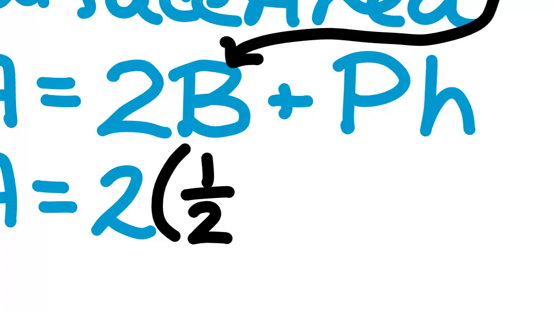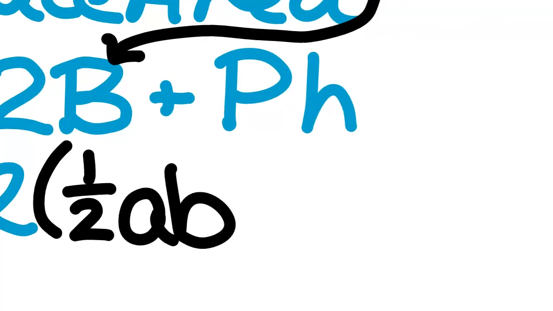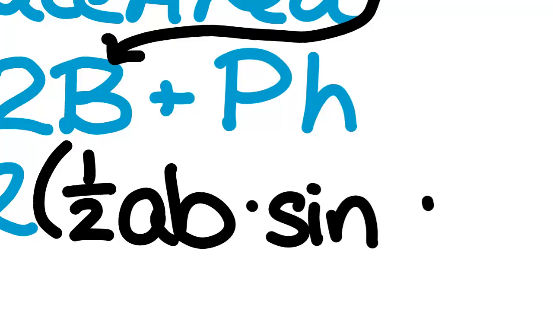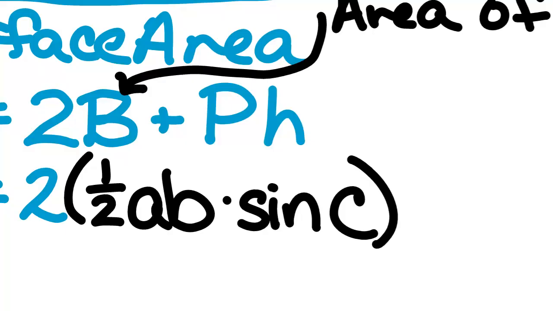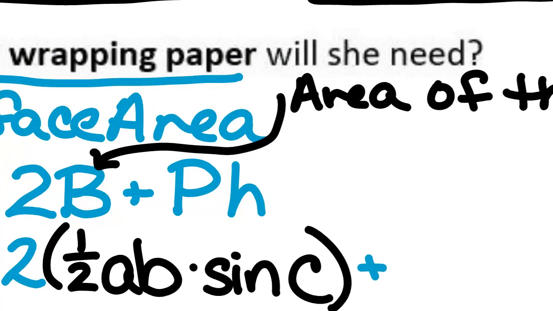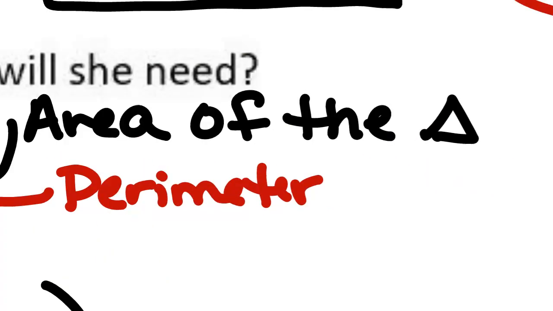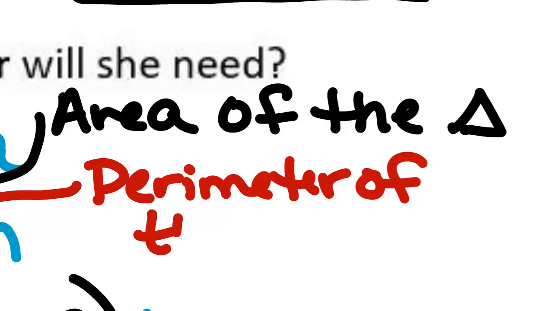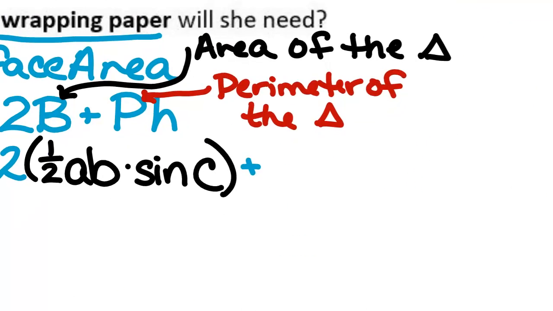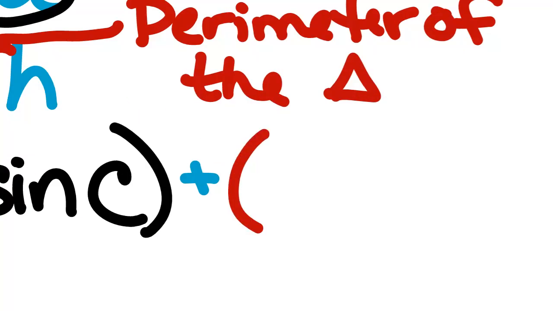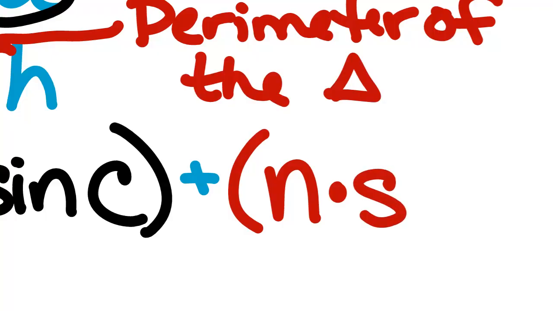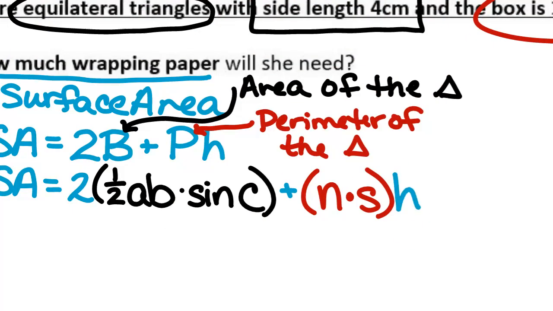Yep, 1/2 AB. What was the rest of that one? Times the sine of angle C. Plus that capital P means perimeter of the base. And what was the shape of the base again? Triangle, perimeter of the triangle. How would I find the perimeter for this type of triangle? 4 times 3. We're going to do the number of sides times the length of each side, and then we're going to multiply by the height.